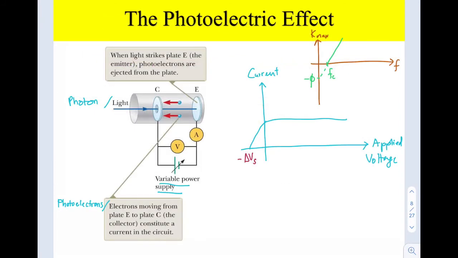Based on Einstein's prediction, we can plot kinetic energy maximum versus frequency, producing a linear graph like this. When kinetic energy maximum is equivalent to 0, the frequency is known as the cutoff frequency. And if you extrapolate the data, you will find that the negative of kinetic energy maximum is the work function for that metal.